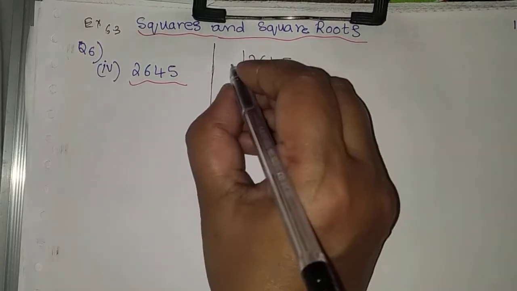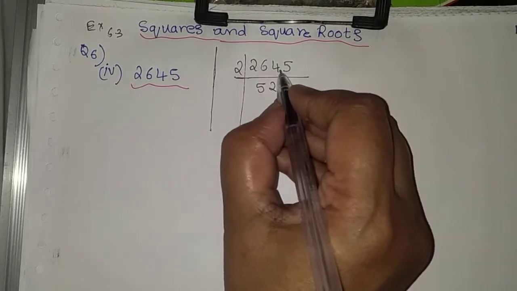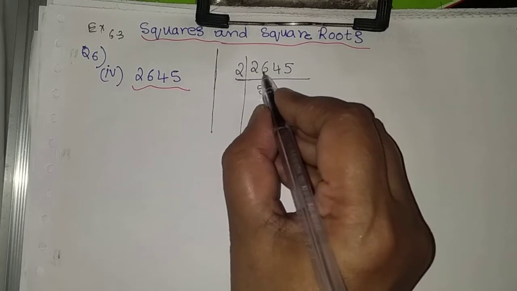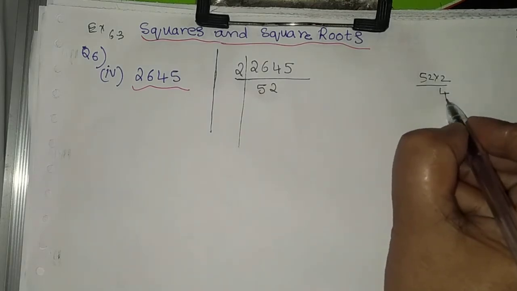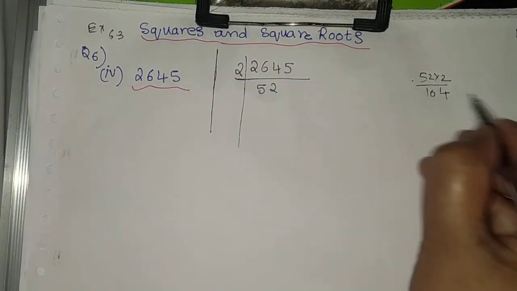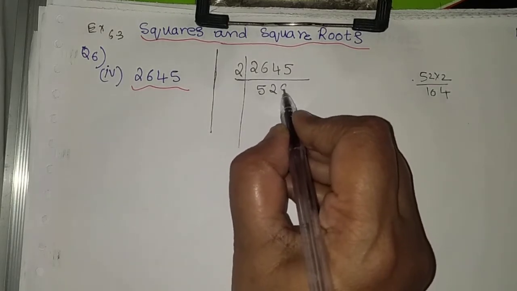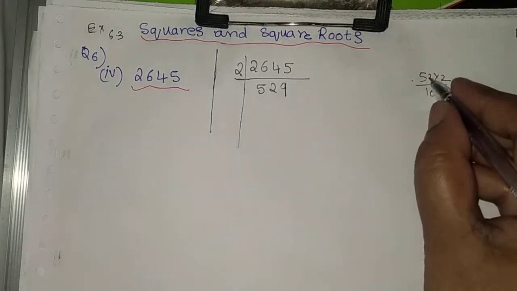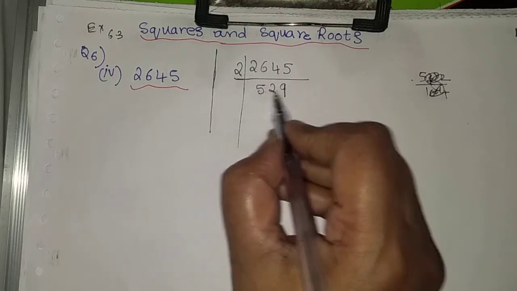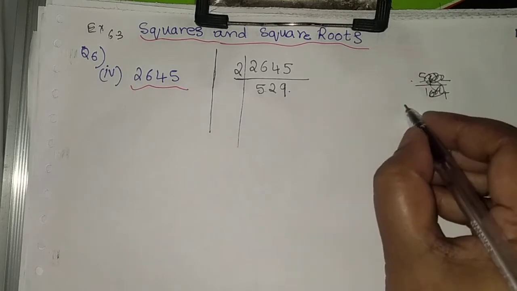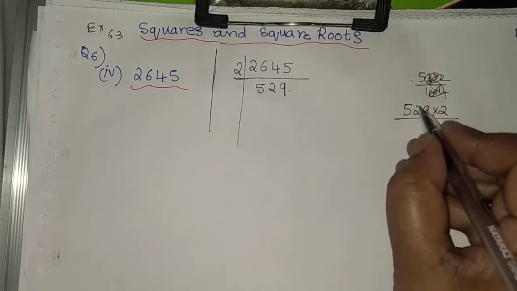Now next we'll factorize 2645 by going one by one, if you don't know. 5 2s are 10, so we write 2645 and multiply the whole thing by 2. Directly 5 to 9 I am writing.